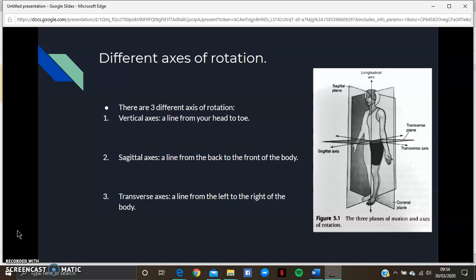Finally, an example of a vertical axis would be someone like a figure skater rotating or spinning on the spot. This could be imagined as if they had a pole that was running from the top of their head through to the bottom of their body. This only allows them to move in that circular motion.